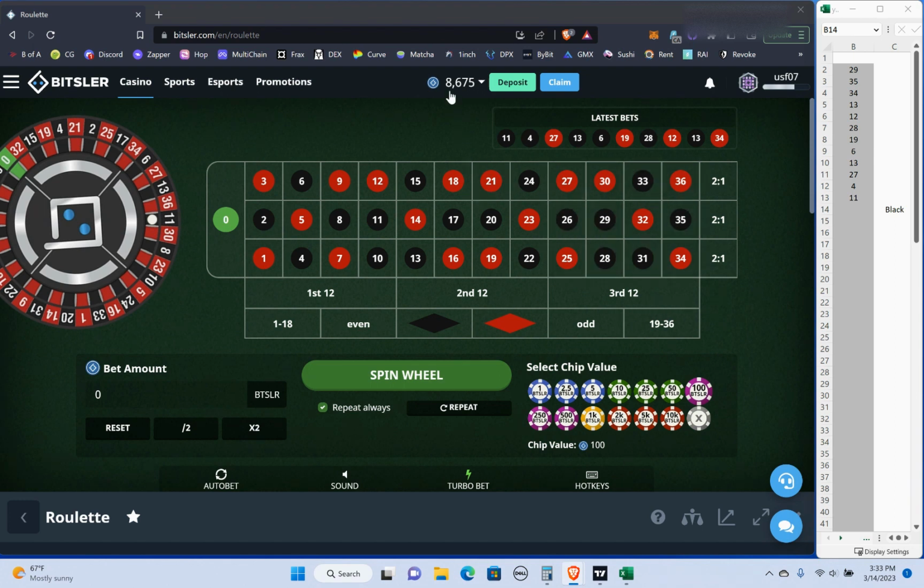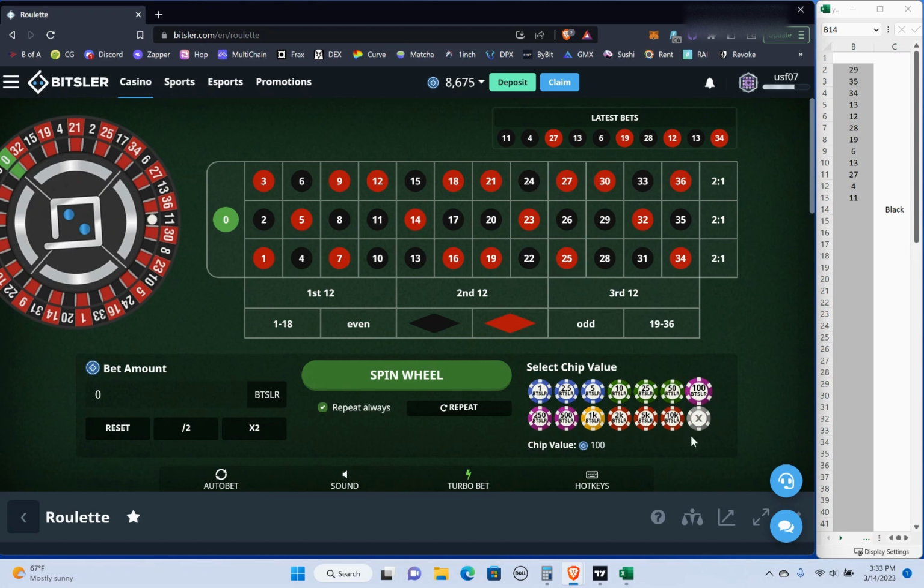So remember here I'm at 86.75 to start. I'll see how quickly I can get 10 units, so we'll go for 96.75. I'm just gonna use 10 $10 chips. So we'll look for 87.75, that'd be 10 units. So we're gonna start black, 10 on black.